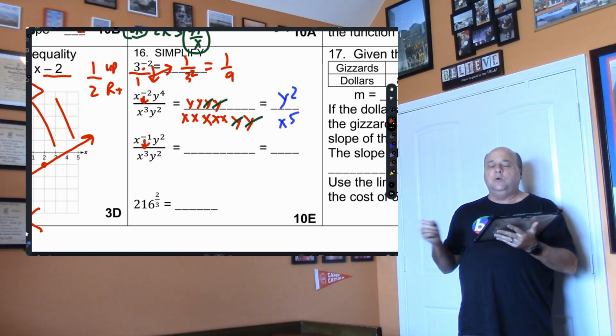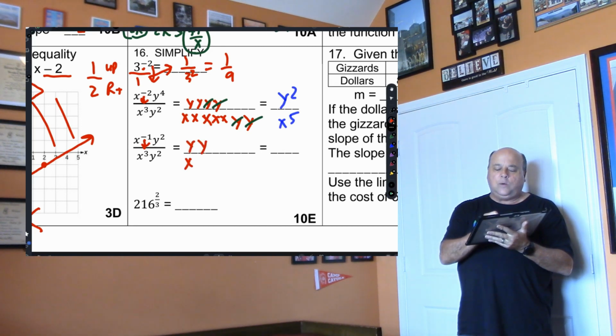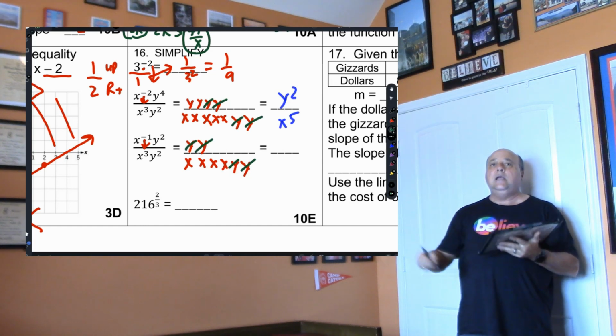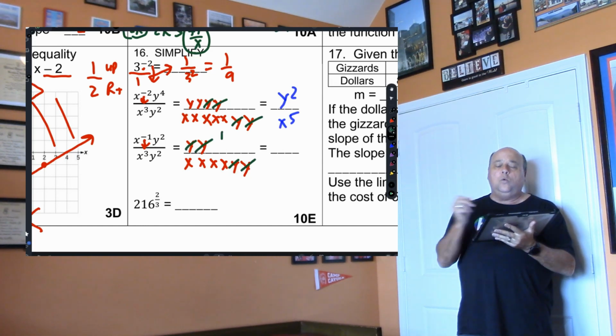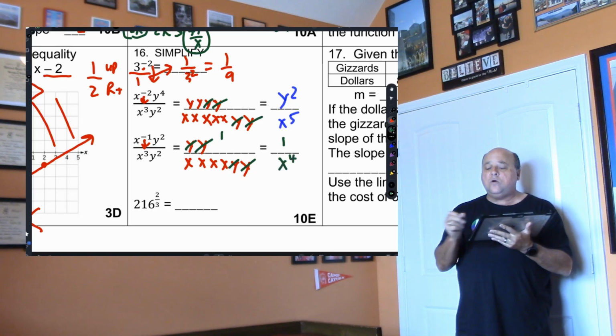That negative 1 is going to move the x to the bottom, so I got an x on the bottom. Y squared, I have 2 y's on top. I need 3 more x's on the bottom, and I have 2 y's on the bottom. What's going to happen to all my y's? They're going to cancel out, right? Nothing's left on the top but 1. So I'm going to get 1 over x to the 4.